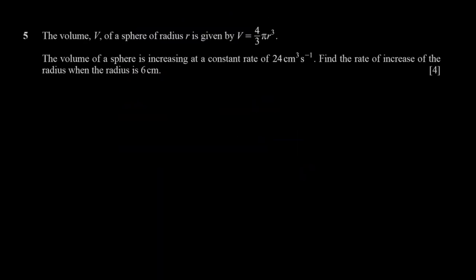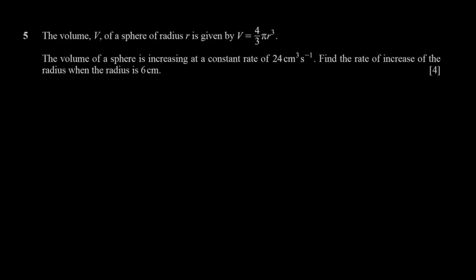Okay, question 5 here, which is a connected rate of change style question. So we've got the volume of a sphere, which is given as 4/3 pi r cubed. And this sphere is increasing at a constant rate of 24 centimeters cubed per second. We want to find the rate of increase of the radius when the radius is equal to 6.